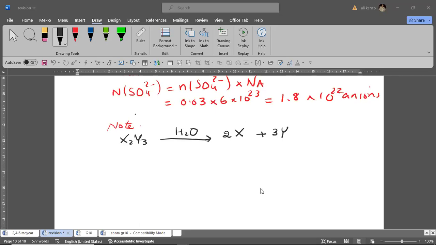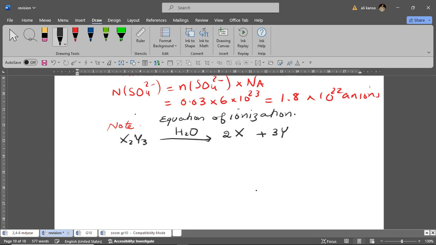Pay attention to this X2Y3. If I have to ionize it, this equation we call the equation of ionization. The equation of ionization means the equation of writing the formula unit as ions in water.